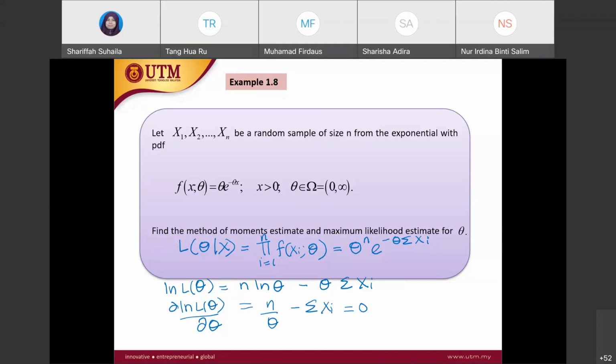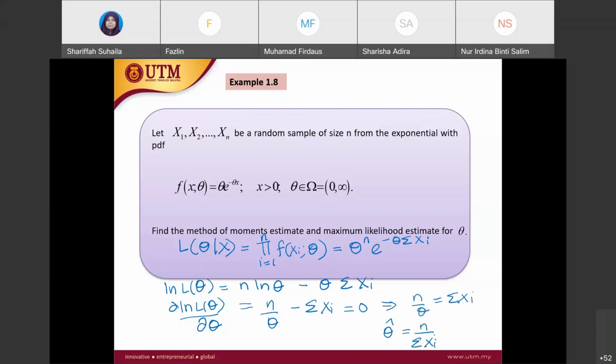Okay, dapat apa theta hat kamu? What do you get? Satu per X bar. Okay, betul. 1 per x bar. Okay, so that means kita solve kan. Kita akan dapat n over theta sama juga summation xi. So theta hat kita ada n over summation xi.